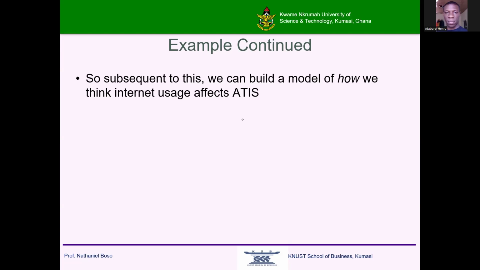In simple terms, what I'm trying to say is that the first one, internet usage and attitude towards internet security are positively related. Or high internet usage will have a positive influence on, or will lead to, a positive attitude towards internet security. And then the second option is that high internet usage will lead to a negative attitude towards internet security.